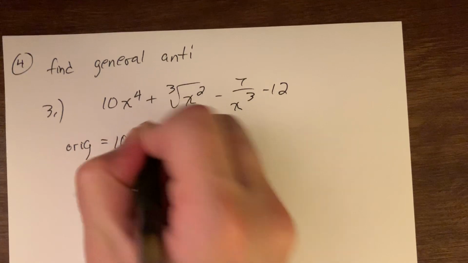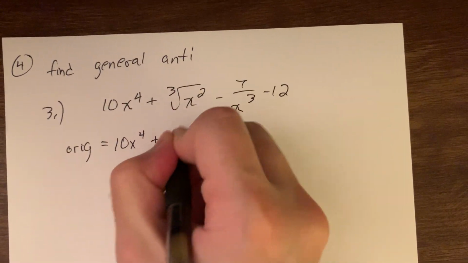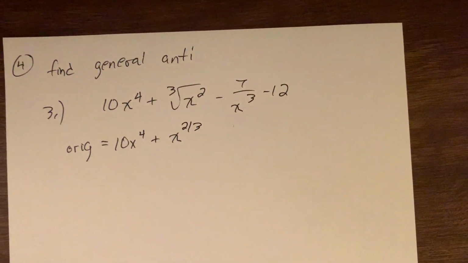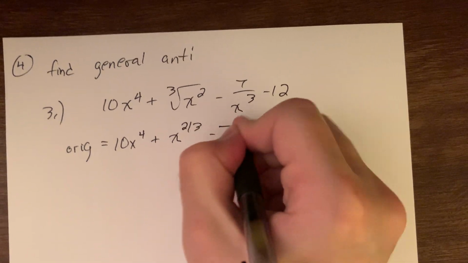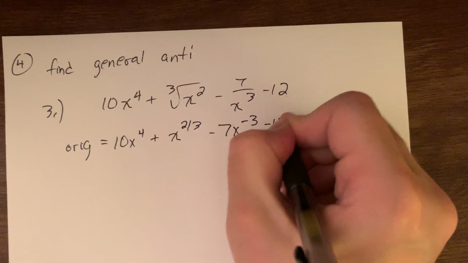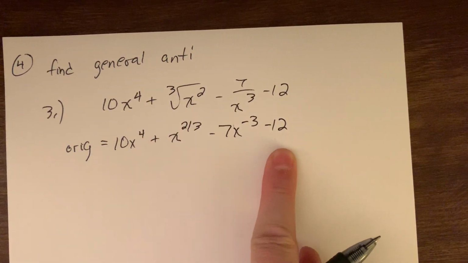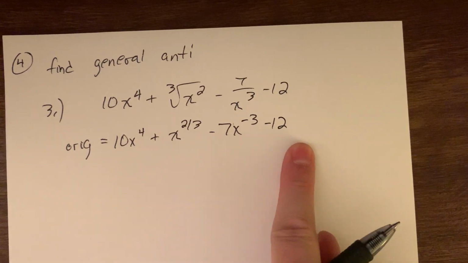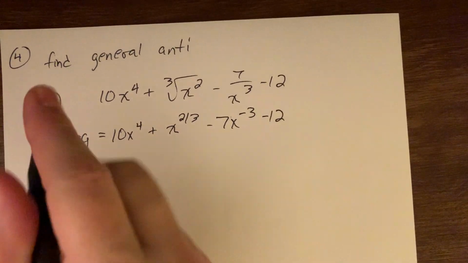I've got a 10x to the 4th. This will become x to the 2/3 power minus 7x to the negative 3. And the minus 12 is already in a good position. Now I'm in a nice spot. Now everything is ready to go.